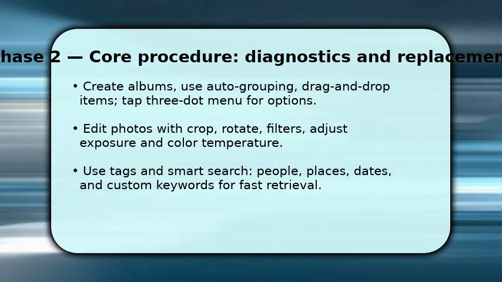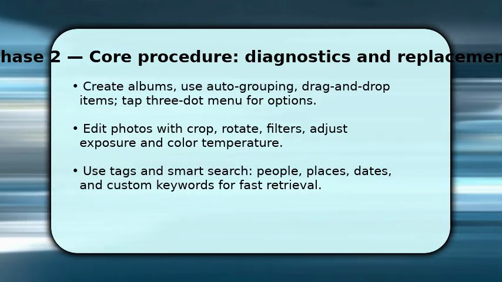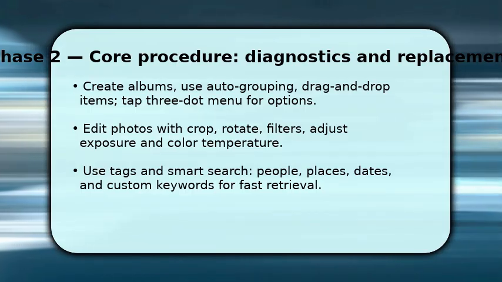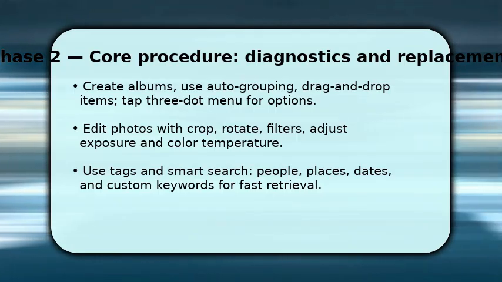Next, tap an image to enter edit mode. Apply crop, rotate, filters, and tweak exposure and temperature to achieve the look you want. Make sure to add tags and descriptive keywords so search surfaces items quickly. Finally, test the smart search with a person's name, a location, or a date to confirm index.